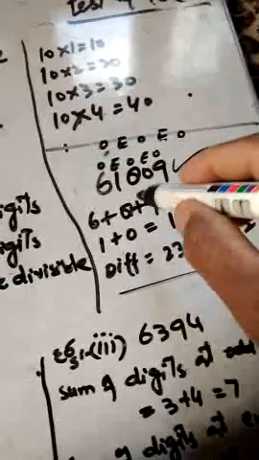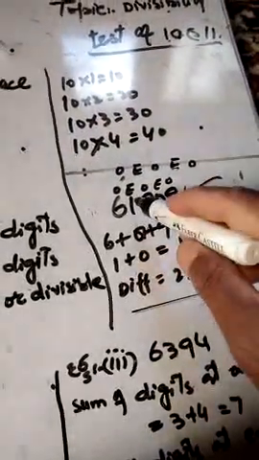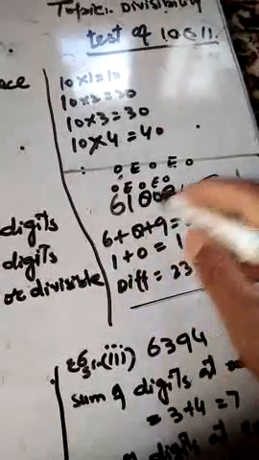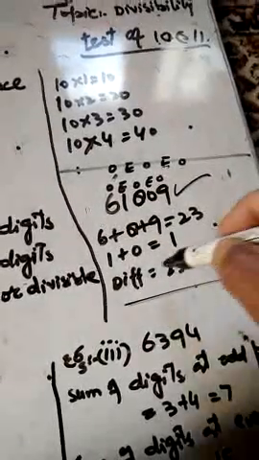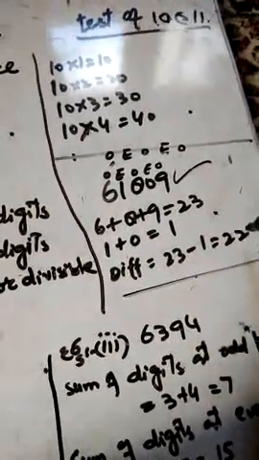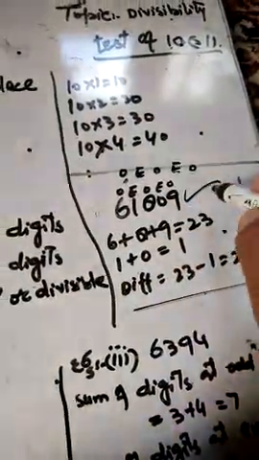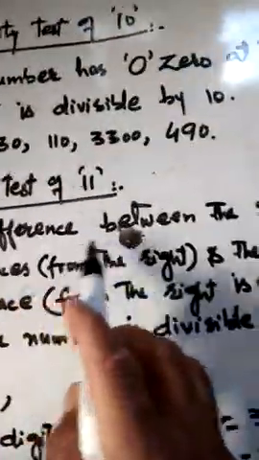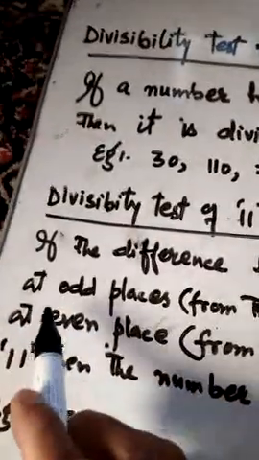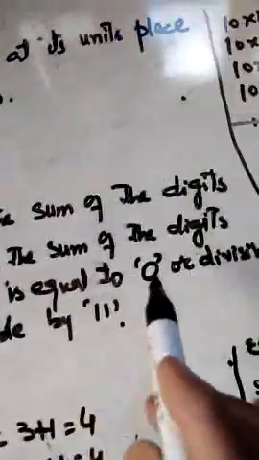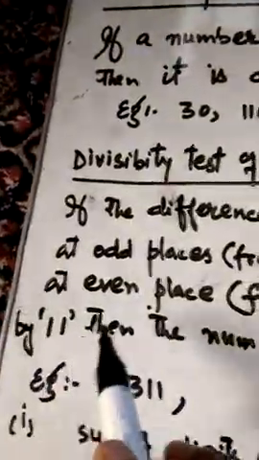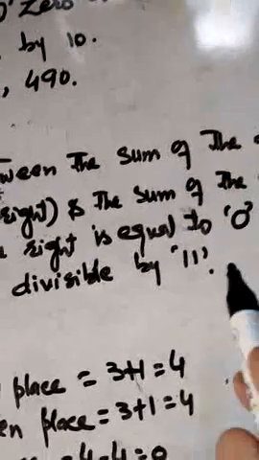When the difference between the sum of the digits at odd places and the sum of the digits at even places is divisible by 11, or this difference may be equal to 0, then in both cases the whole number is also divisible by 11. Here, what does the divisibility test of 11 say? If the difference between the sum of the digits at odd places starting from the right and the sum of the digits at even places from the right is equal to 0 or divisible by 11, then the number is divisible by 11 also.